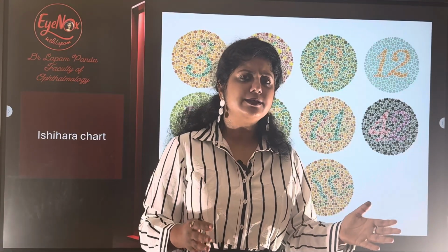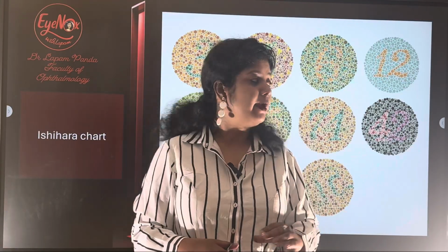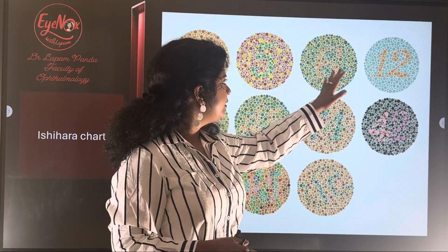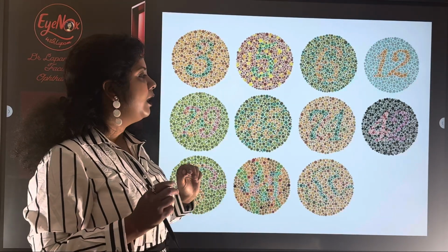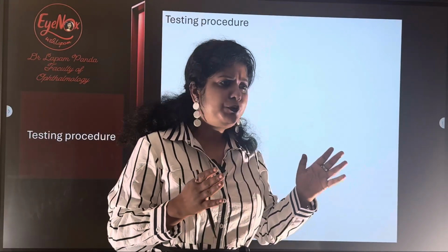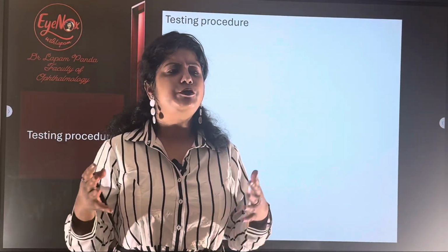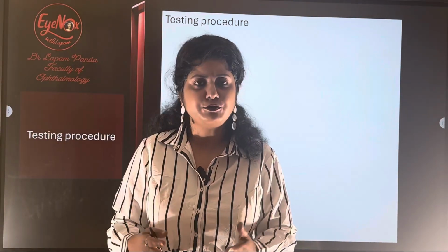There are variations that exist which can have less than 38 plates, but the ideal one has 38 plates. This is how the plates look like. Among the 38 plates, we have a few plates for illiterates, a few plates for diagnosis. So there are different kinds of plates which do different kinds of jobs.